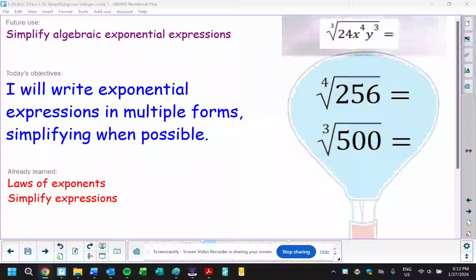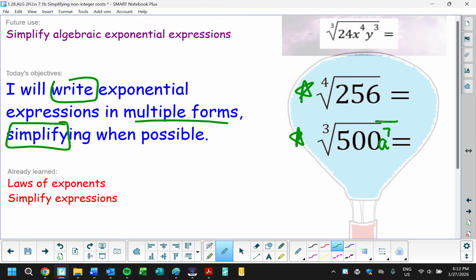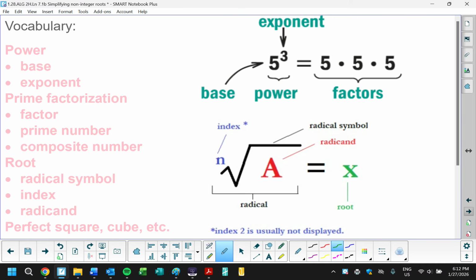And welcome back for video number 2. Goal today is continuing to write and rewrite expressions in different ways, focusing on exponential expressions and simplifying when possible. So by the end of today, I would argue you can do this: you could do the cube root of a to the 7th power. That would be our goal for this.